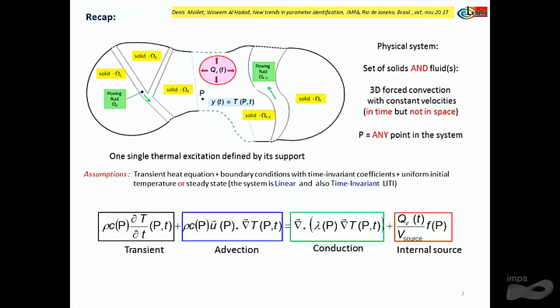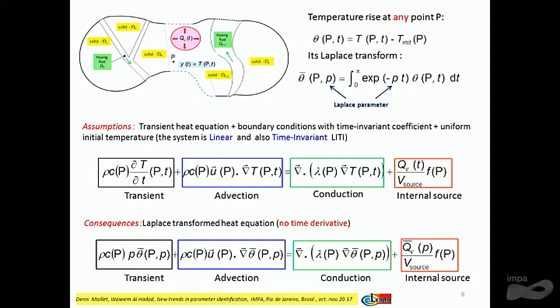You have the intensity, QV, which is here. And here you have its support, F of P. And here you have the volume of the source. So as a consequence, at any point of the system, the temperature will rise. And we will consider only the variation of the temperature at some location with respect to the initial temperature at exactly the same location. If we have a steady state, it will be the local steady state value.